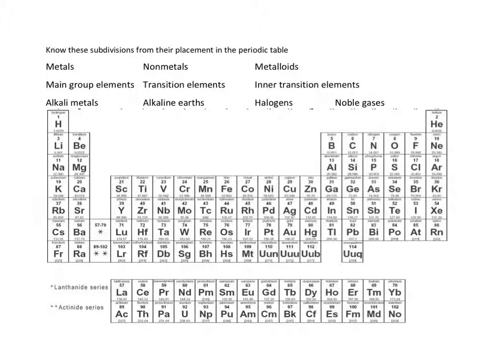Concerning the metals, nonmetals, and metalloids, it's useful to keep in mind the diagonal staircase, which is the general separation between metals and nonmetals. Remember that the metalloids are certain elements along this diagonal, which I'm indicating here: boron, silicon, germanium, arsenic, antimony, tellurium, and then these last two here, which aren't terribly important. So here I've indicated all the metalloids.